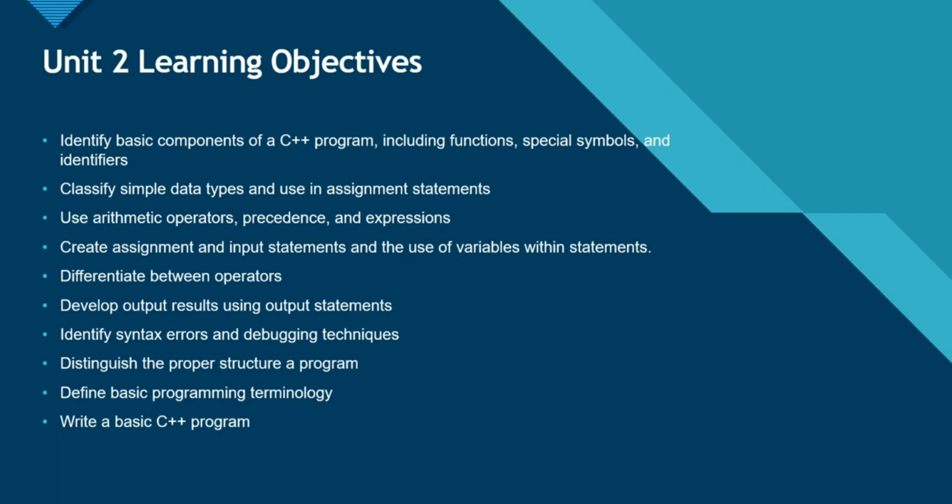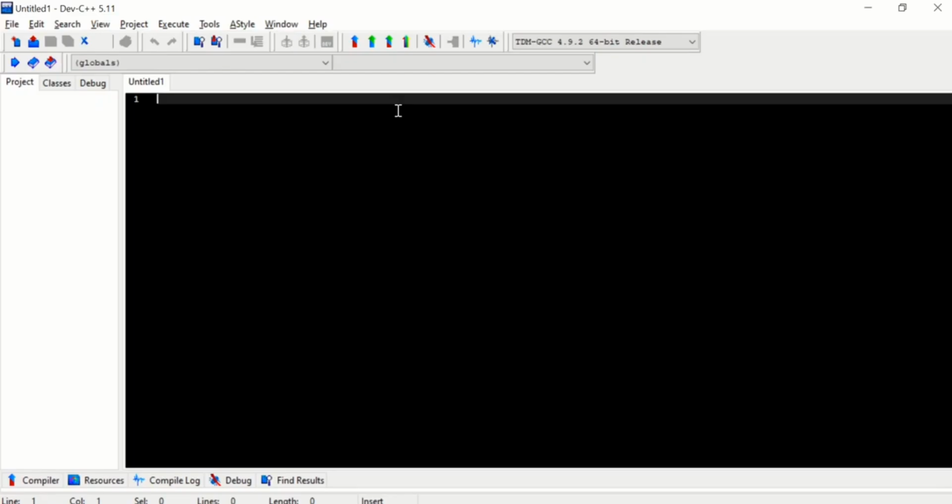So some of the things that we're going to work on are things like identifying basic components of a C++ program, classifying simple data types using arithmetic operators. We're going to create assignment and input statements and use variables within our statements. We're going to differentiate between operators, develop output results using output statements. We will talk about how to identify syntax errors and debugging techniques, distinguish the proper structure of a program, define basic programming terminology, and we're going to write 3 basic C++ programs within this video today.